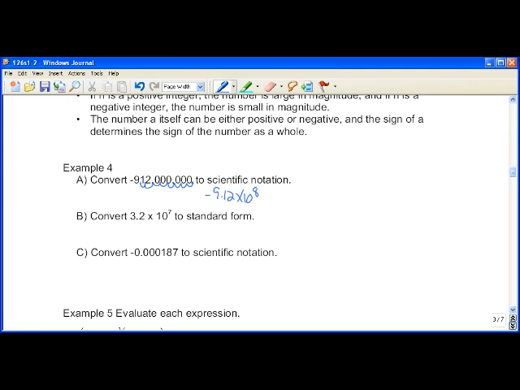Convert 3.2 times 10 to the 7th to standard form. So it's 3.2, and then that's 10 to the 7th. So we're going to move it 7: 1, 2, 3, 4, 5, 6, 7. Put zeros in those empty spots. So it's 3, 2, looks like it's 32 million. Now, because it was a positive power, that's why the decimal went to the right. It makes us a big number.